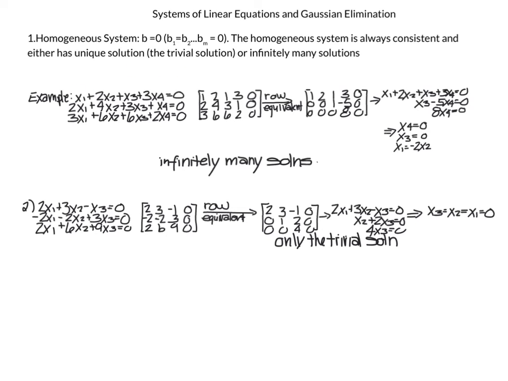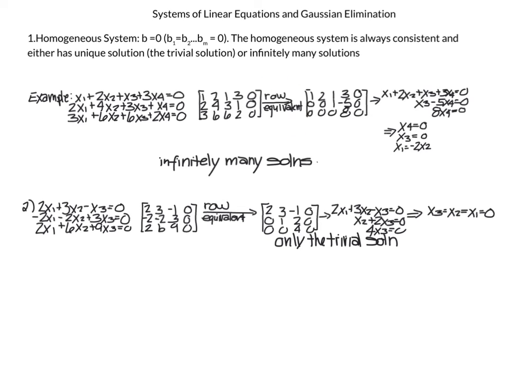I have x1 plus 2x2 plus x3 plus 3x4 equals 0. Our next equation is 2x1 plus 4x2 plus 3x3 plus x4 equals 0. And our last equation is 3x1 plus 6x2 plus 6x3 plus 2x4 equals 0. The augmented matrix is 1, 2, 1, 3, 0. The next row is 2, 4, 3, 1, 0. And the last row is 3, 6, 6, 2, 0.